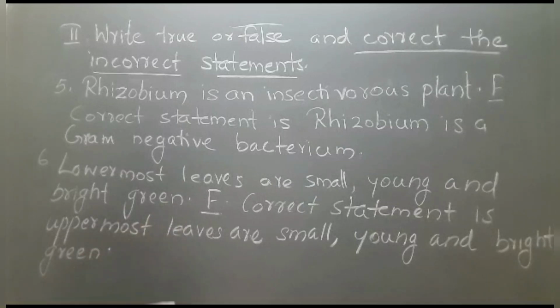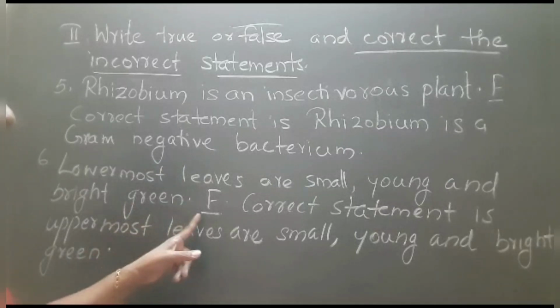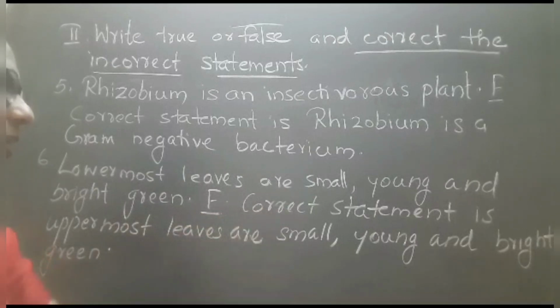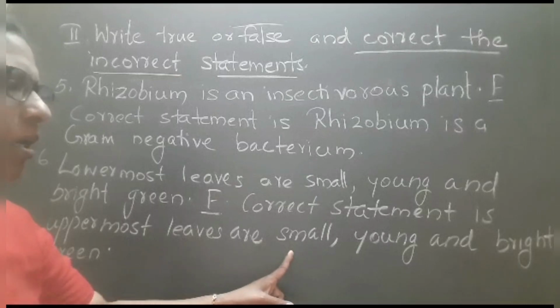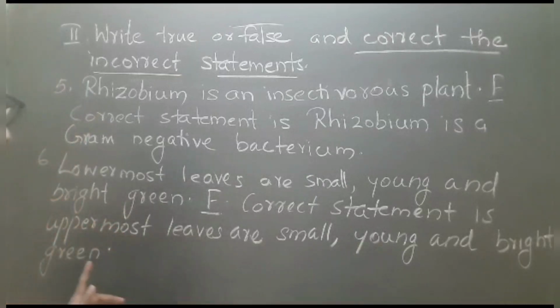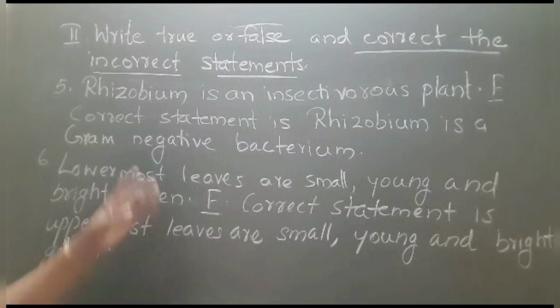Lowermost leaves are small, young and bright green. This statement is also false. The correct statement is uppermost leaves are small, young and bright green. Uppermost leaves are small, young and bright green. These are the 6 true or false.